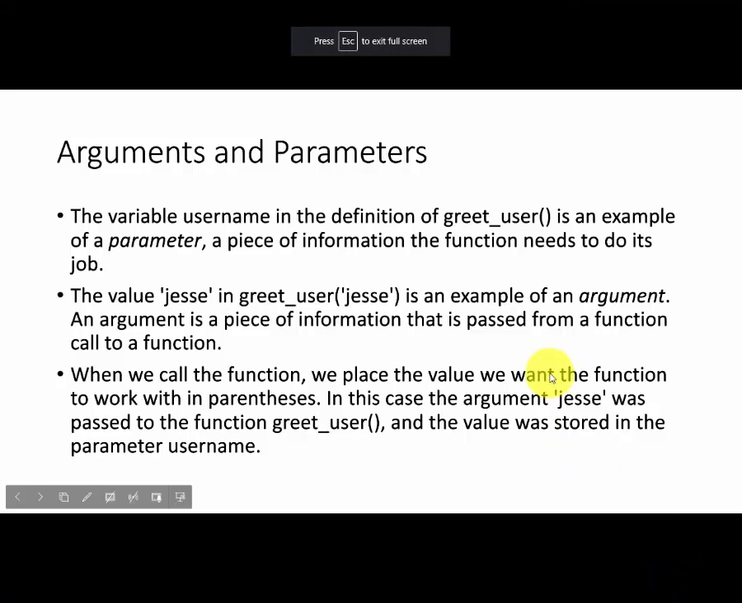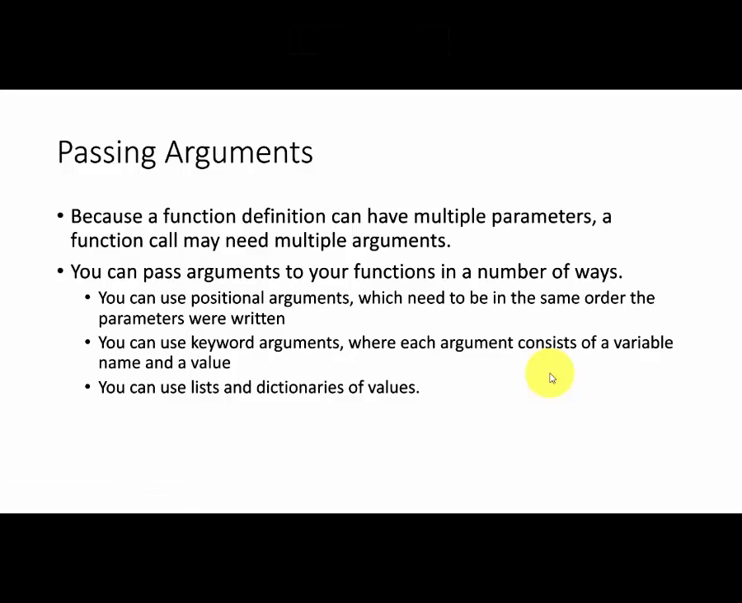Okay, so I will move on to the next slide now. Passing multiple arguments may be required now for a developer. A function definition can have multiple parameters, and a function call may need multiple arguments. In this scenario you can pass multiple arguments to a function in different ways. Number one is positional arguments. That means in the 0th position which argument you want to pass, in the first position which argument you want to pass, that we can mention.